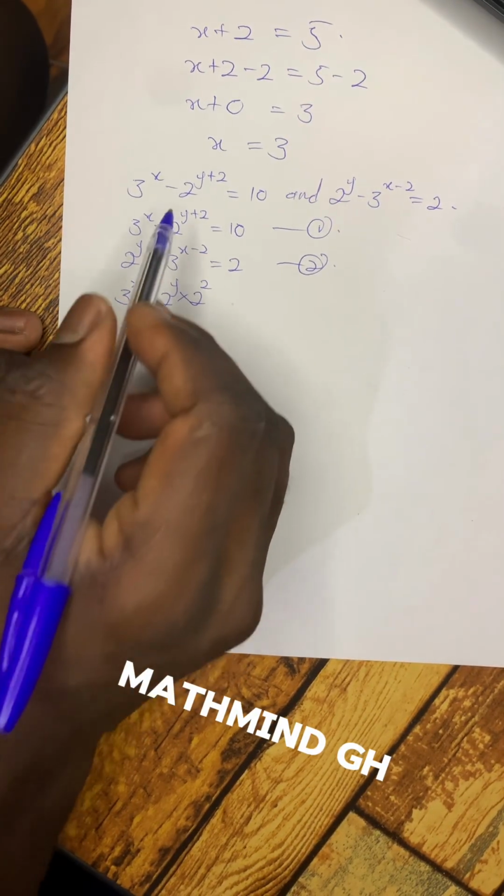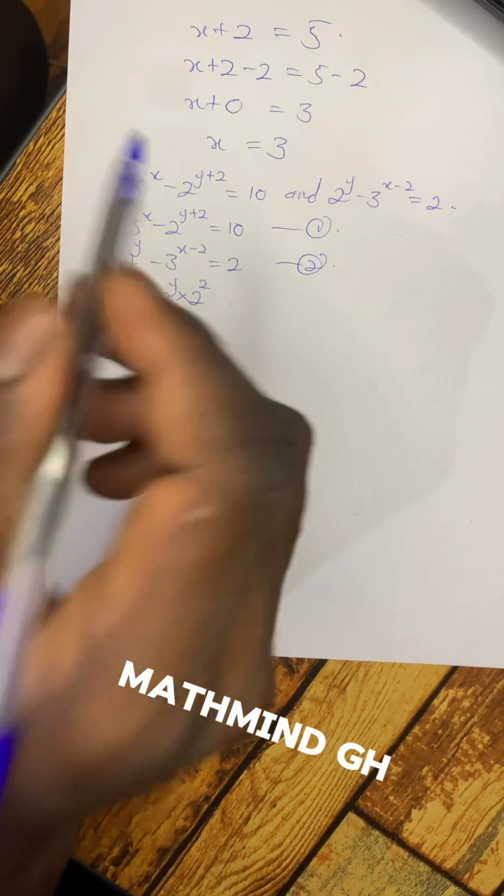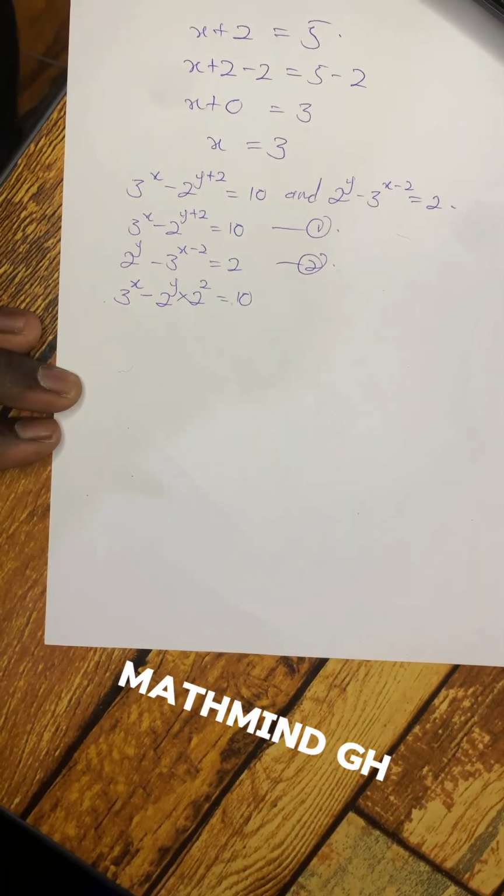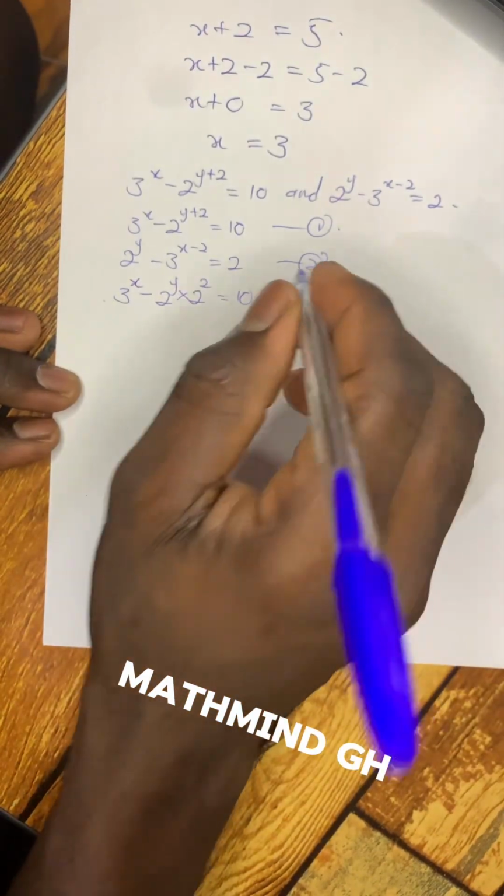Because it was these bases that were equal, that was why we added these. Then this is equal to 10. That is equation 1.